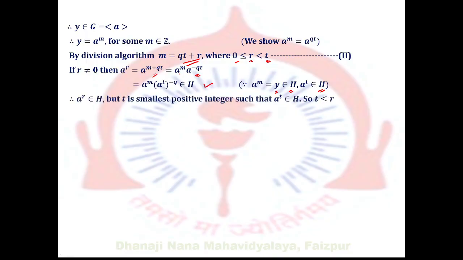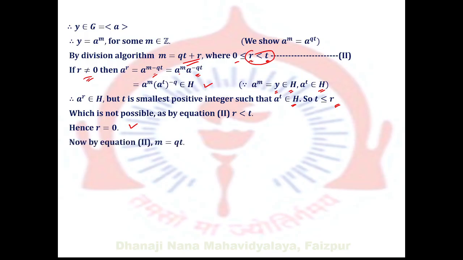Therefore a raised to r belongs to H, but t is the smallest positive integer such that a raised to t belongs to H. So here the condition we get is t is less than or equal to r, which is not possible because r is less than t. Therefore r must be equal to 0. If we suppose r is non-zero, then we get a contradiction. So here r must be equal to 0.